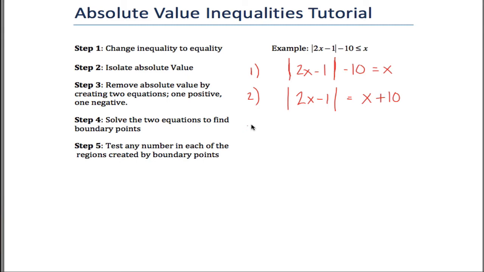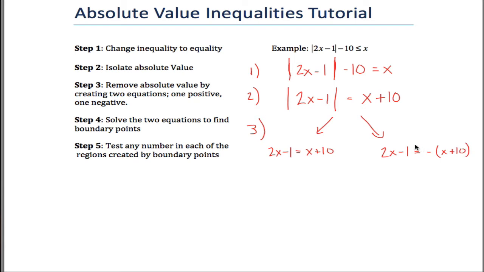And then step 3 says remove the absolute value by creating 2 equations, one positive and one negative. I don't know if I worded that very well, but basically what I'm saying here is we can change this one equation into 2 different equations. And the way we do that is we can get rid of the absolute value sign in each of the equations. And then that thing we have on the right-hand side of the equation could either be positive or negative. What I'm saying is we can leave it alone, just leave it as x plus 10, or make it the negative of that x plus 10.